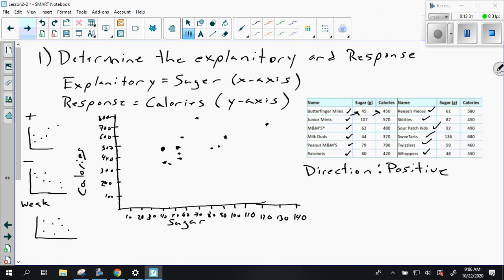The form appears linear. If it looks something like that, right? That might not be linear. It might be something like an exponential or something like that. So we would look for something like that. For now, the form is going to be generally linear. The strength.